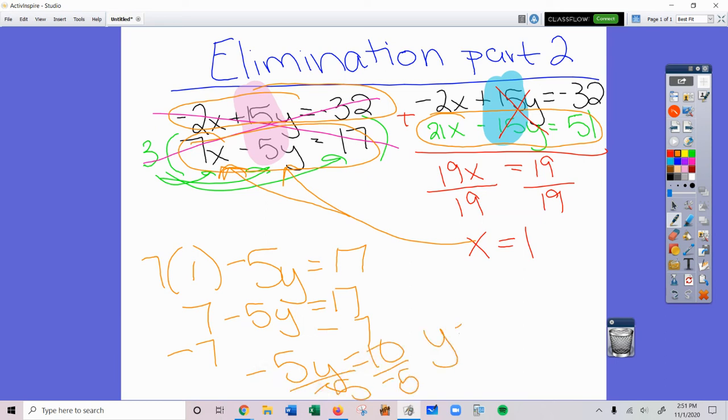So I'll get y equals negative 2. And so my ordered pair is (1, -2), or x equals 1 and y equals negative 2. Okay, so let's take a look at another one so we can sort of see this. Again, it doesn't really get shorter, it only gets longer.